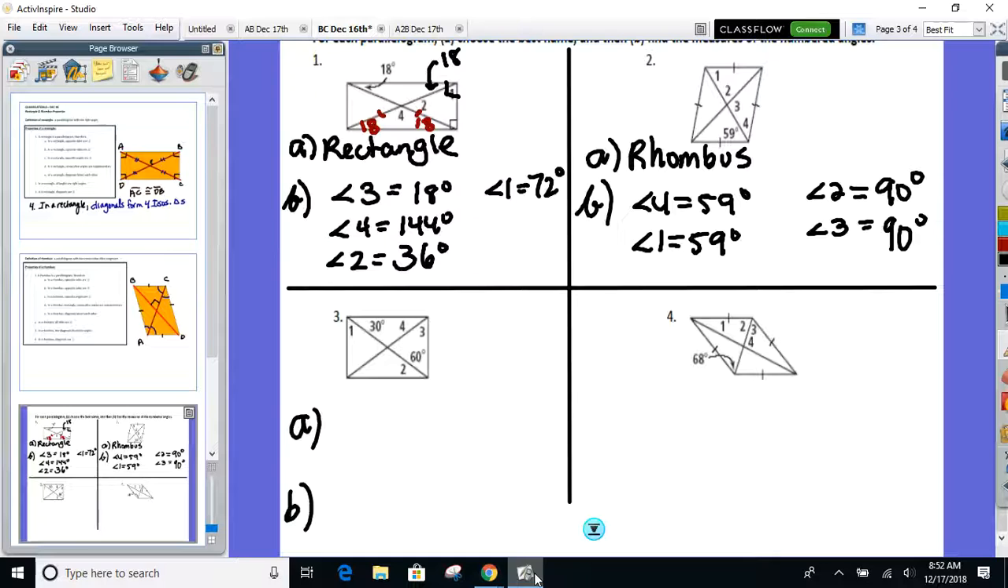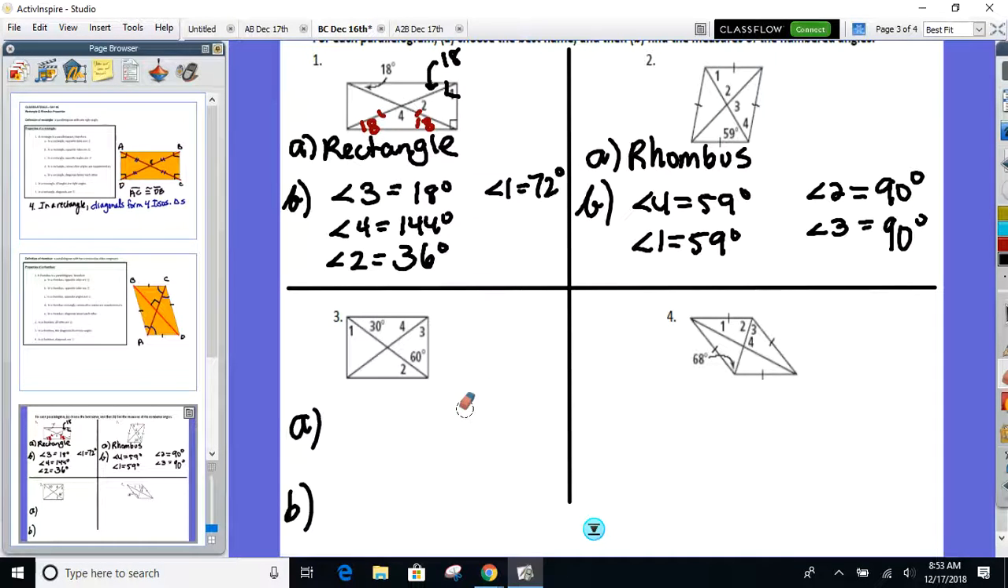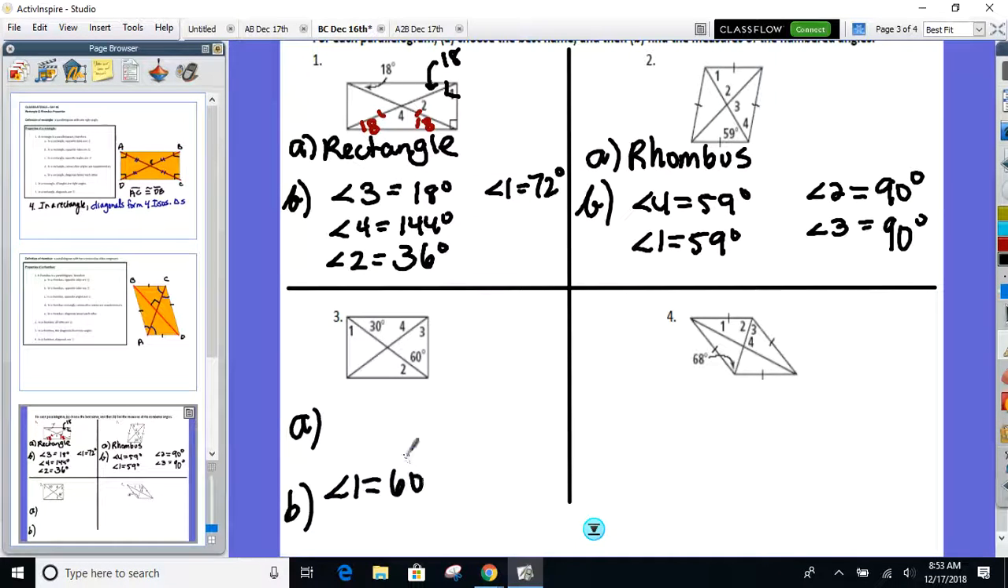Angle 1? Which one would you like to take there? 60. Just by knowing it's a parallelogram, how'd you know it was 60? Yep. Alternate interior angles are congruent. Lines are parallel in a parallelogram, so that tells me angle 1 is 60. Can we stop right there? What's this angle measure up top here? 90. Parallelogram with a right angle makes it a rectangle.